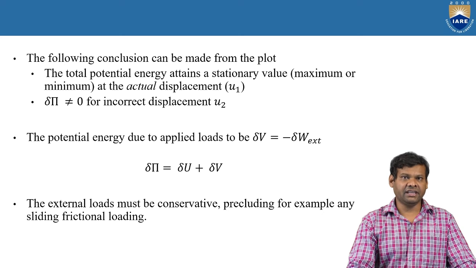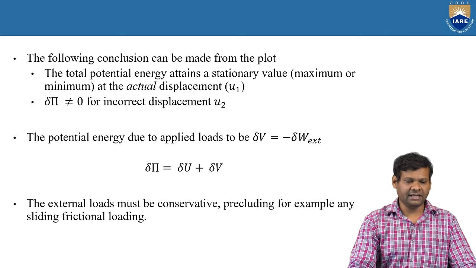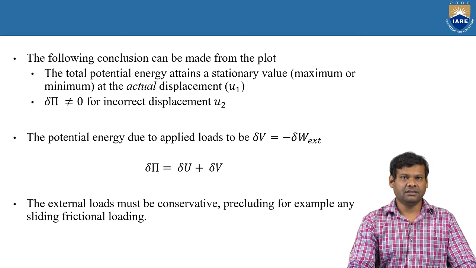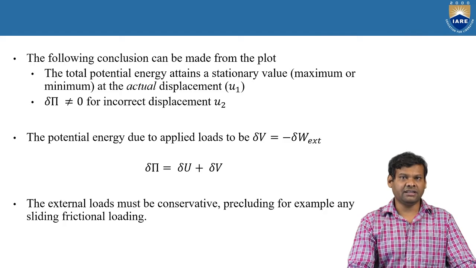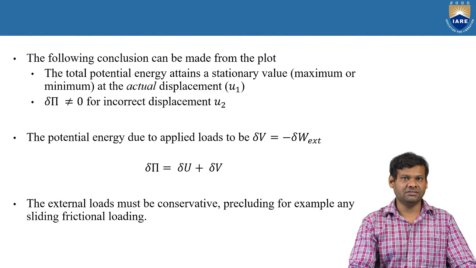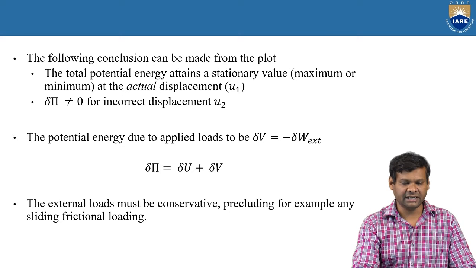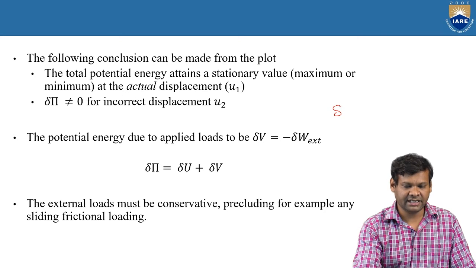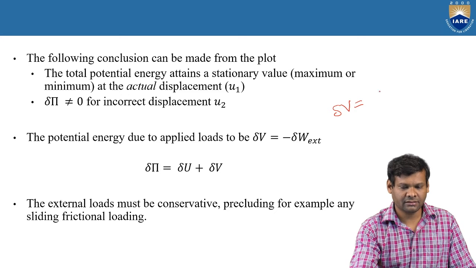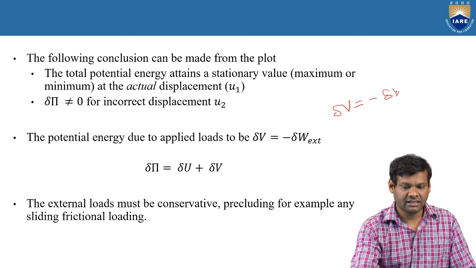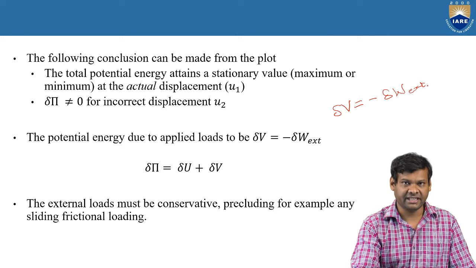That is, for any given function, it attains a minimum value, and delta pi equals 0 for the correct displacement. That means if we have the correct displacement, the variation in potential, del pi, is 0. If we have an incorrect displacement, del pi cannot be equal to 0. And the potential energy due to the applied load can be written as delta V, which is minus delta W external, the work done by the external forces.